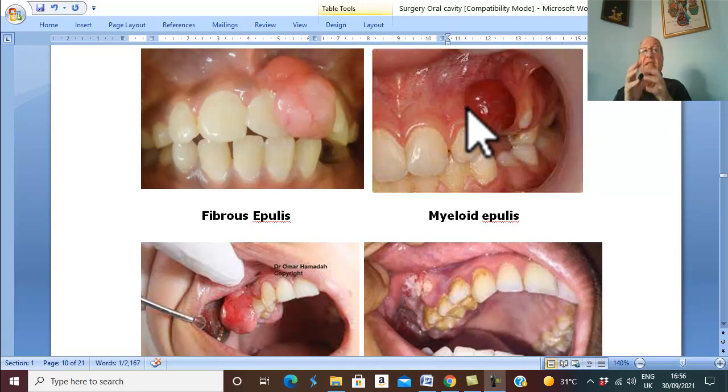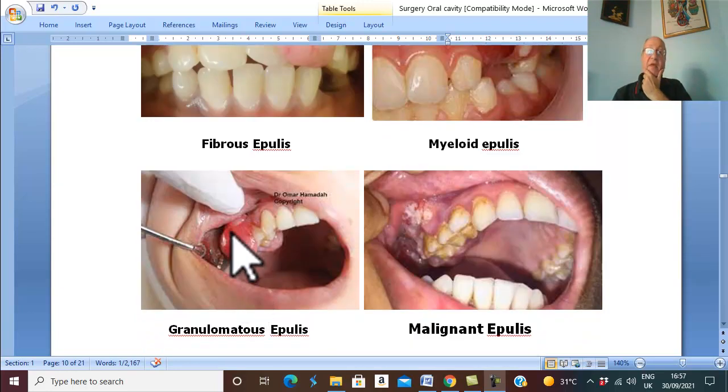And the related teeth: the swelling pushes and displaces the related teeth. Therefore, the related teeth become displaced, separate, and may become loose, and falling of teeth may occur. The treatment is excision with a wide safety margin of the underlying bone.